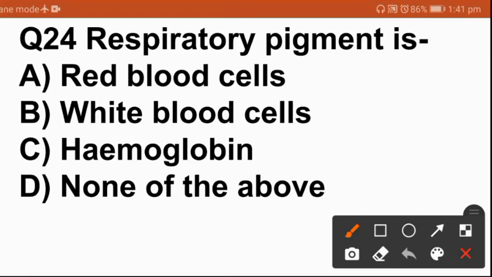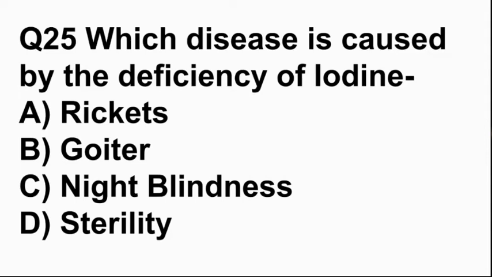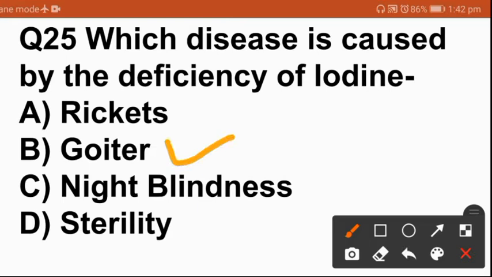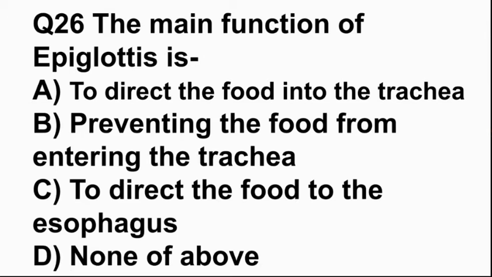Which disease is caused by the deficiency of iodine? B goiter. The main function of epiglottis is B preventing the food from entering the trachea.